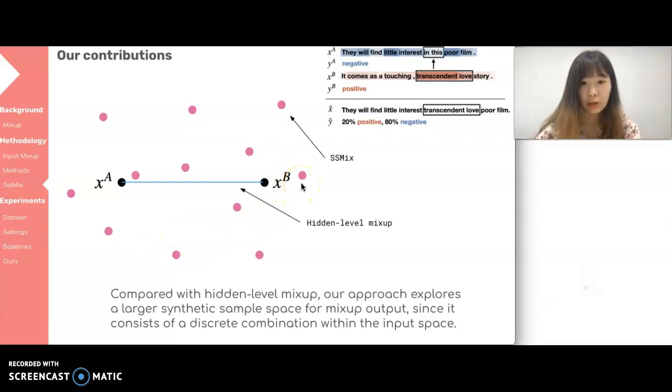for our contributions. Compared with the hidden level mix-up, which can be drawn as the linear combination of two original examples in the hidden space, our approach explores a larger synthetic sample space for a mix-up output. Since we applied discrete token level mix-up on the input level, not token level but span level anyway, we believe that the outputs of our SSMix explore a larger virtual dataset space compared with the hidden level mix-up.